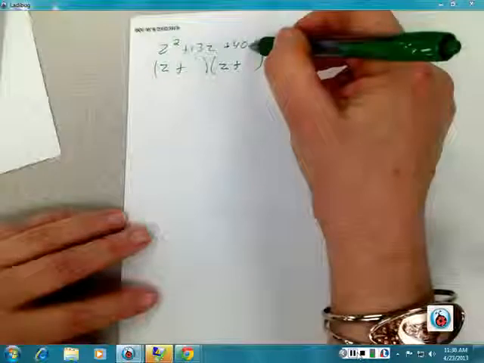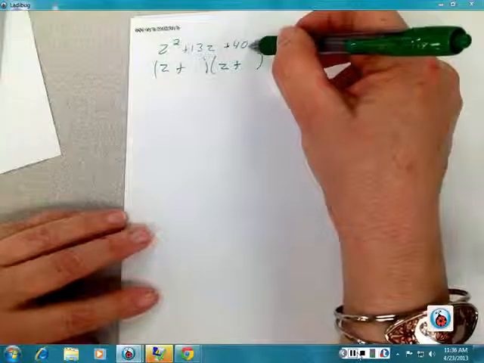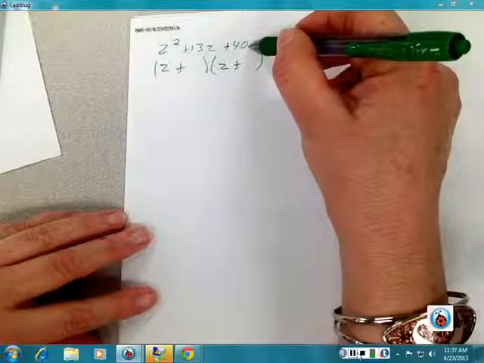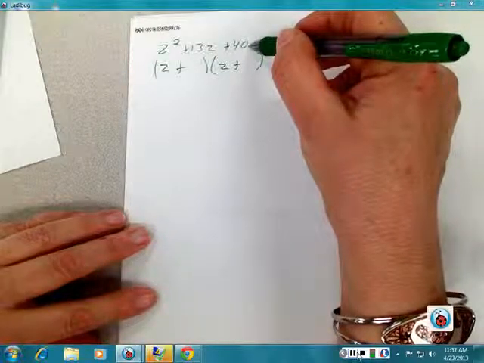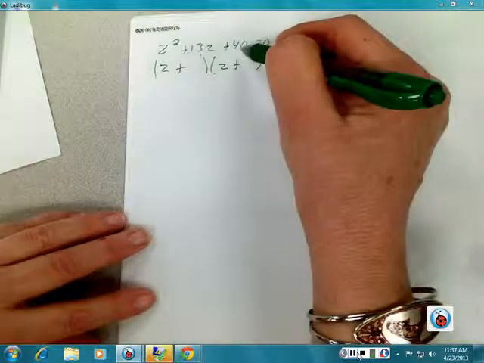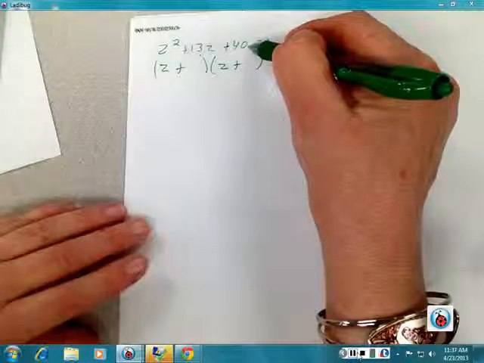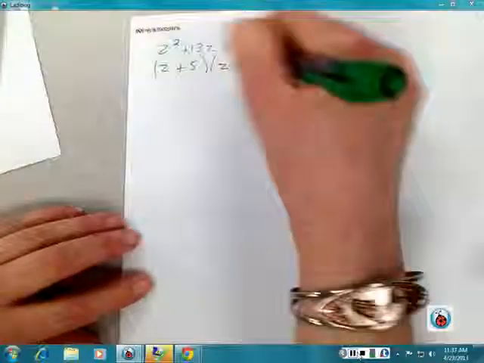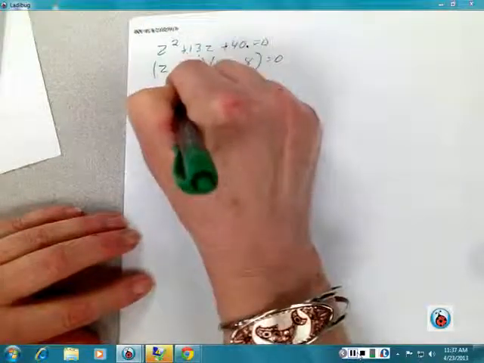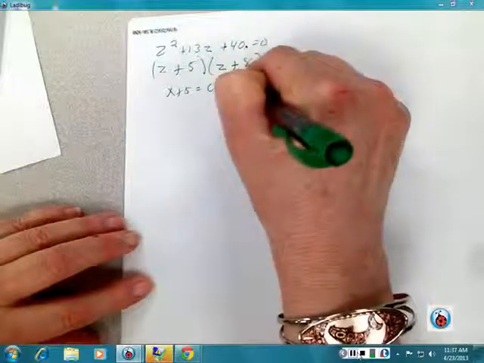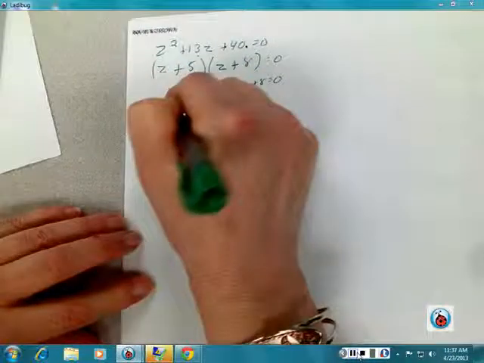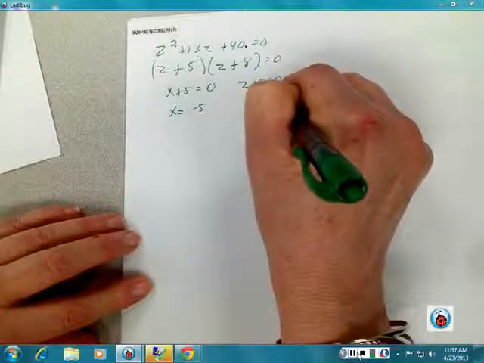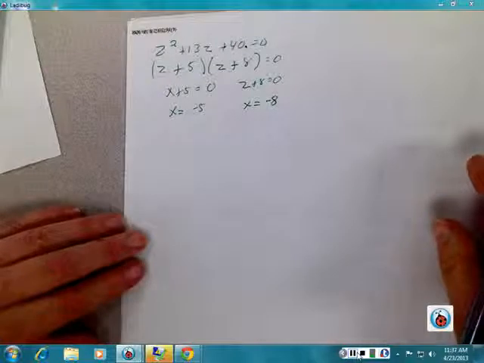Well, 40 is 1 times 40, that's not what I need. 2 times 20, that doesn't do it for me. 3 doesn't go in there. 4 goes in there 10 times. 10 plus 4 is 14. I'm getting close. And then 5 times 8, yes. 5 and 8 added together is, of course, 13. So one's 5, one's 8. Set each of these factored pieces equal to 0. And I find that z is equal to a negative 5, or z is equal to a negative 8 for my solution to that one.